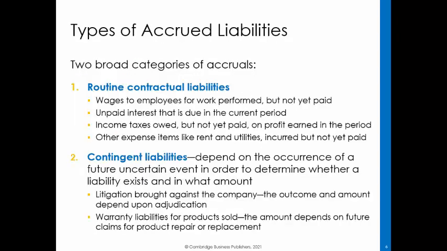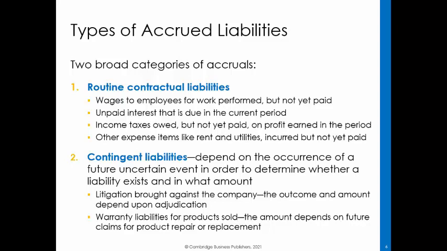There are two broad categories of accrued liabilities. The first are accruals for routine contractual liabilities such as wages that the company is contractually obligated to pay to employees for work performed but not yet paid in the current period. Also, interest that is due in the current period on borrowed money that has not been paid, and income taxes that are owed as a result of profit earned during the period, as well as other operating liabilities that have been incurred but not paid for, such as rent, utilities, etc.